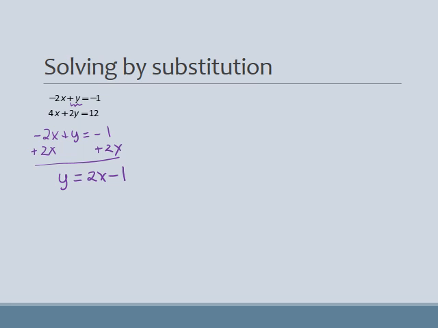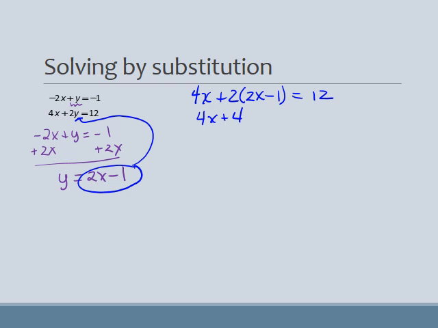Now that I've done that, I'm going to take this 2x minus 1 and I'm going to put it in for the y in the second equation. It has to go into the equation that you did not solve. So if I substitute it in, I'm going to get 4x plus 2 times 2x minus 1 equals 12. So I'm going to get 4x plus 4x minus 2 equals 12. If I combine my like terms, I'm going to get 8x minus 2 equals 12.